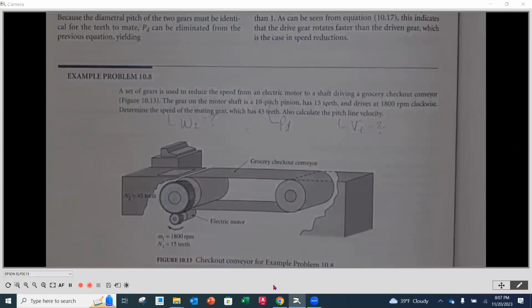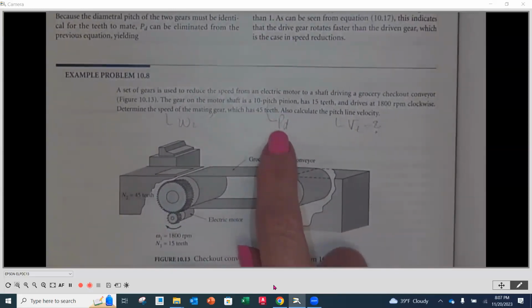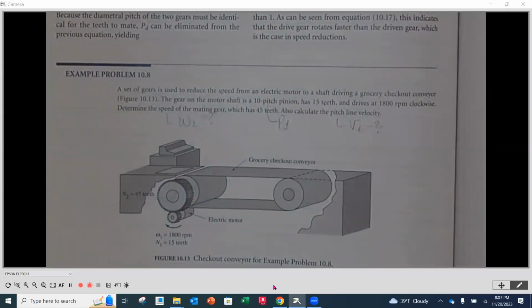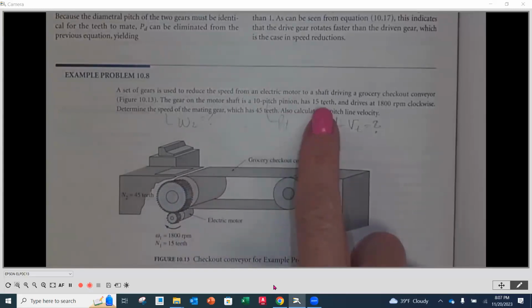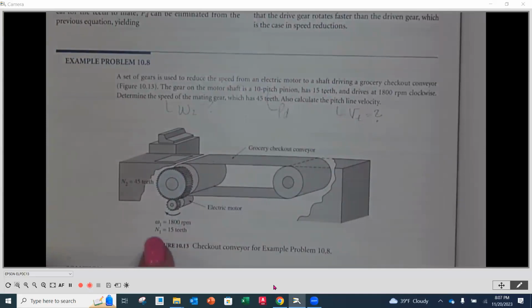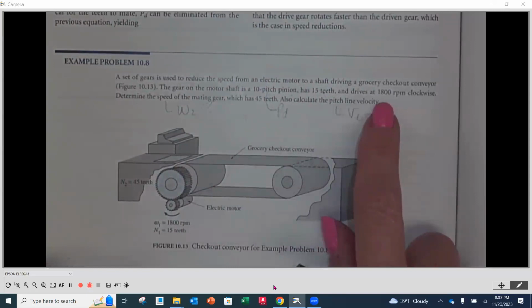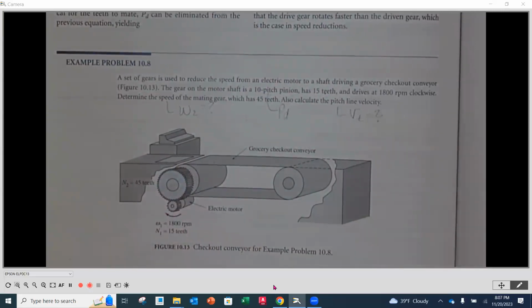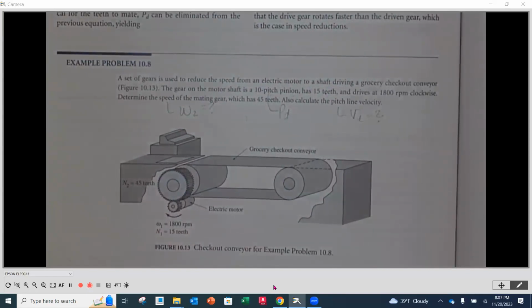The gear on the motor shaft is a 10 pitch. Again, notice that there are no units associated with this number. This is going to be our diametral pitch of the set of gears. Both gears have to have the same diametral pitch to mesh. And that pinion, the smaller of the two, has 15 teeth. N1 is our pinion, 15 teeth, and it drives at 1800 RPM clockwise. They're identifying our W1 at 1800 RPMs.